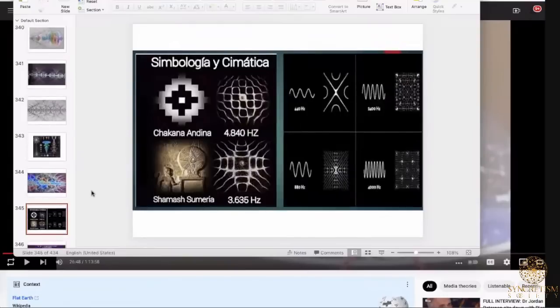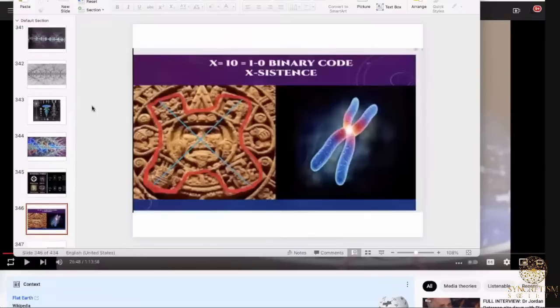Cymatics proves it. Look here in Ecuador, you go to Ecuador, they've got the chacana, the 8-spoked wheel. This is always the 8 and the 12. And this is cymatics. This is sound, vibration. This is the vibratory world. Look at that. Chromosomes, DNA.